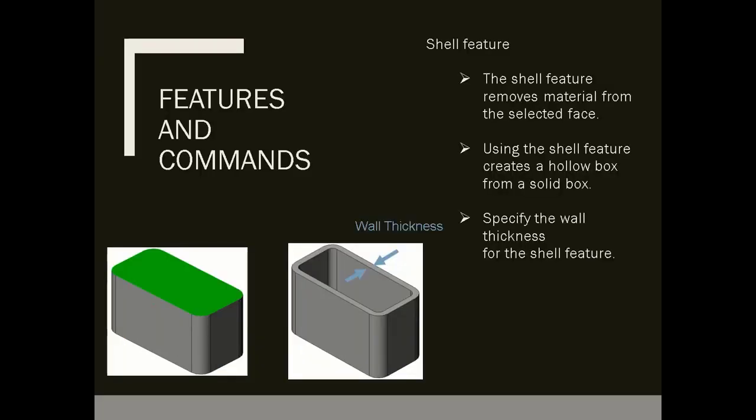For your shell feature, you need to remove the material from the inside of this box. So you're going to select that top plane, select your shell feature, and specify your wall thickness. It will then shell the entire part from top to bottom. So even this bottom layer down here has the same thickness of material left in it as does the whole outside wall.